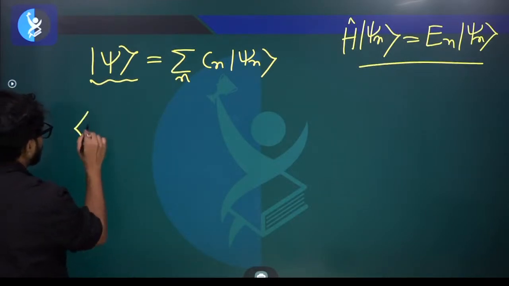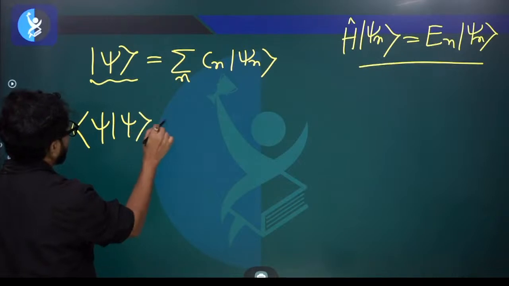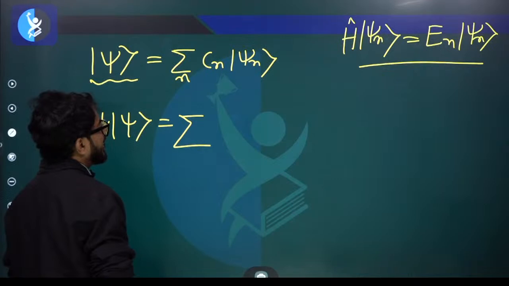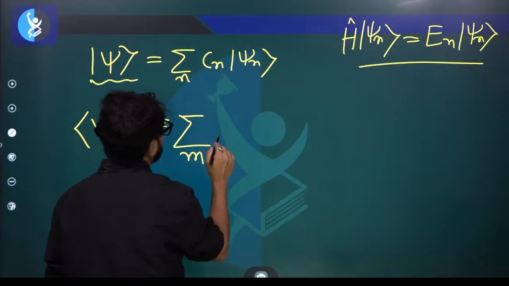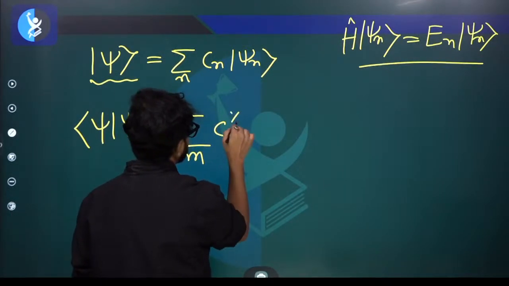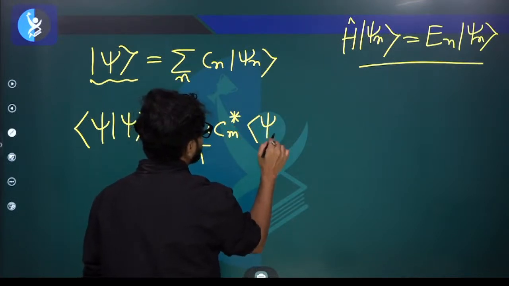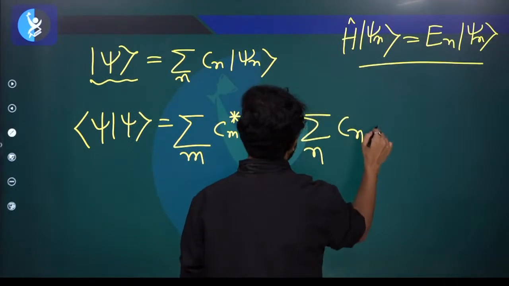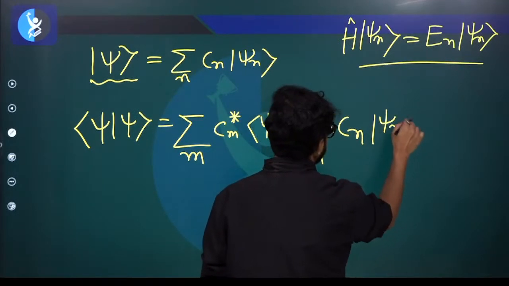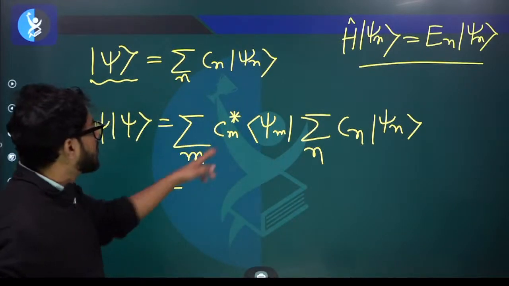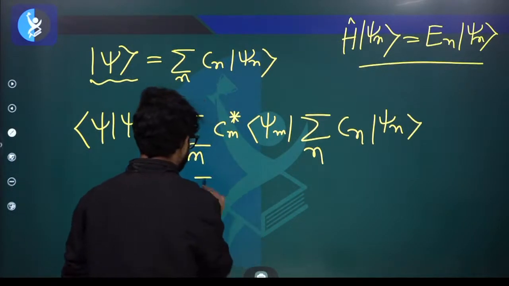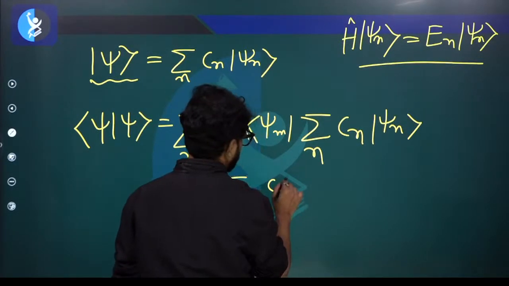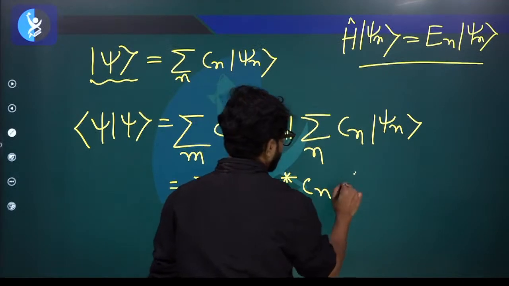Then tell me, what is psi? It has to be normalized. Okay, so without neglecting the double counting, I'll take it as m. Then sum over m, cm star bra psi m, sum over n cn ket psi n. So I can write it as sum over n, sum over m, cm star cn, psi m psi n.